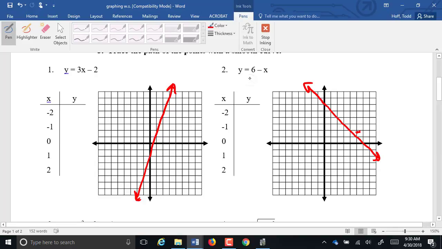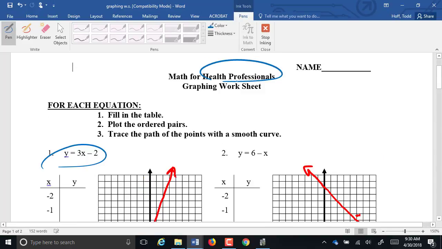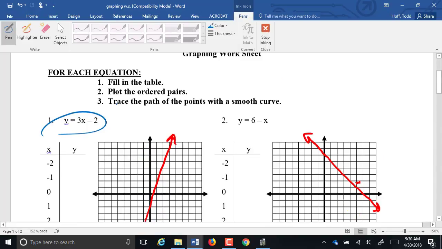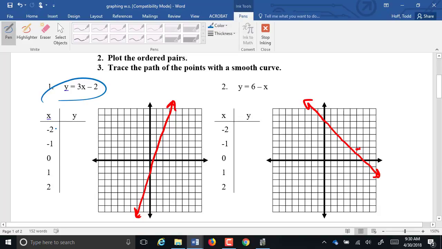What do these mean? Well, these are all the solutions to either of those equations. Any point on here, even if it's not part of the table, like here, if I just take a point right there, that's x equals 1.5, y equals 3. 1.5 comma 3 would be a solution. If I put 1.5 in there for x, I should get 3 for y.